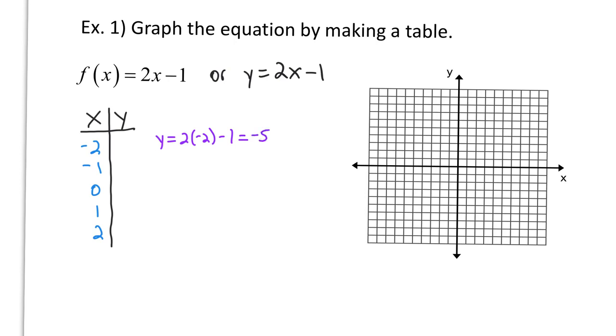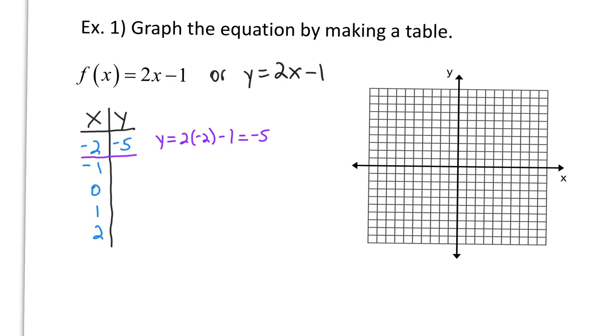So I'm going to put a -5 right here. So that's my first ordered pair. My first ordered pair is -2 and -5. And notice I put a line here so I don't get confused. I know this is a pair of numbers: x, y, input, output.